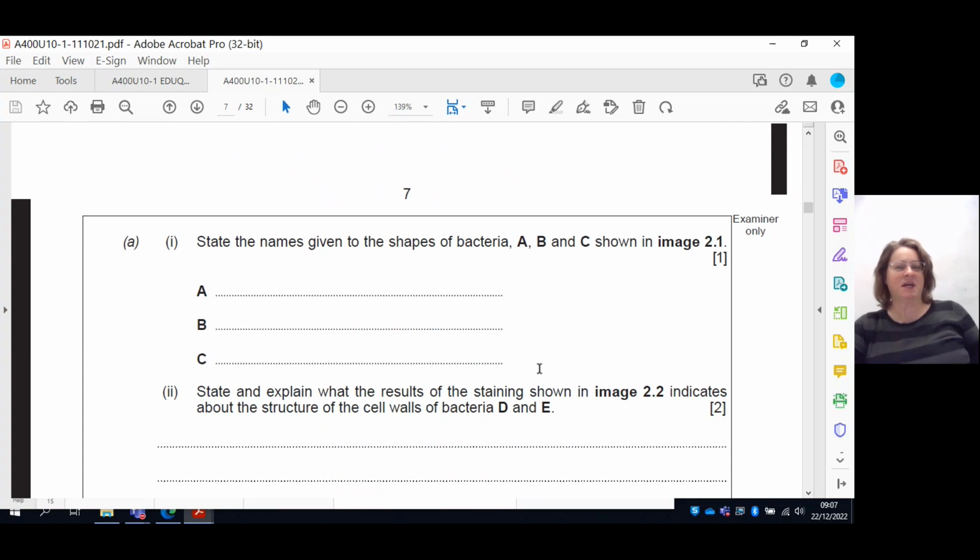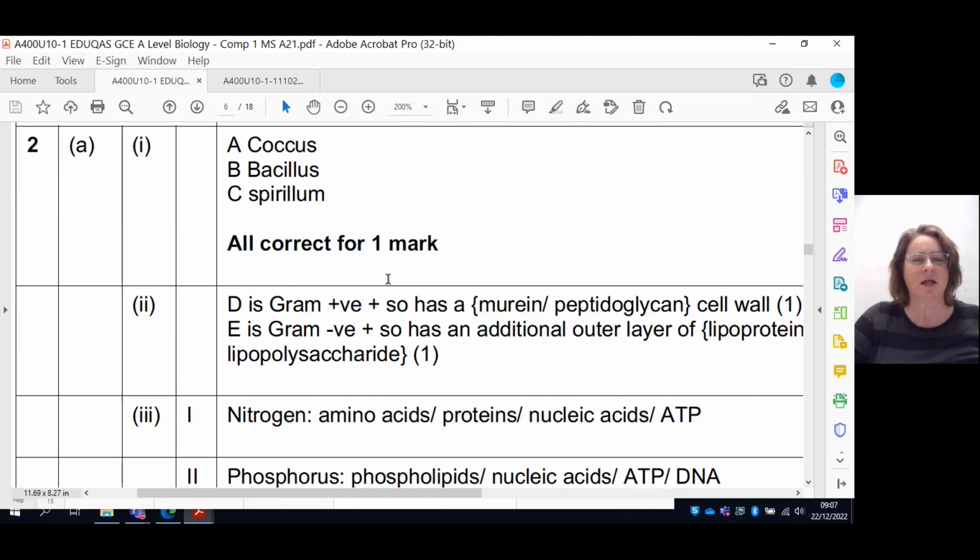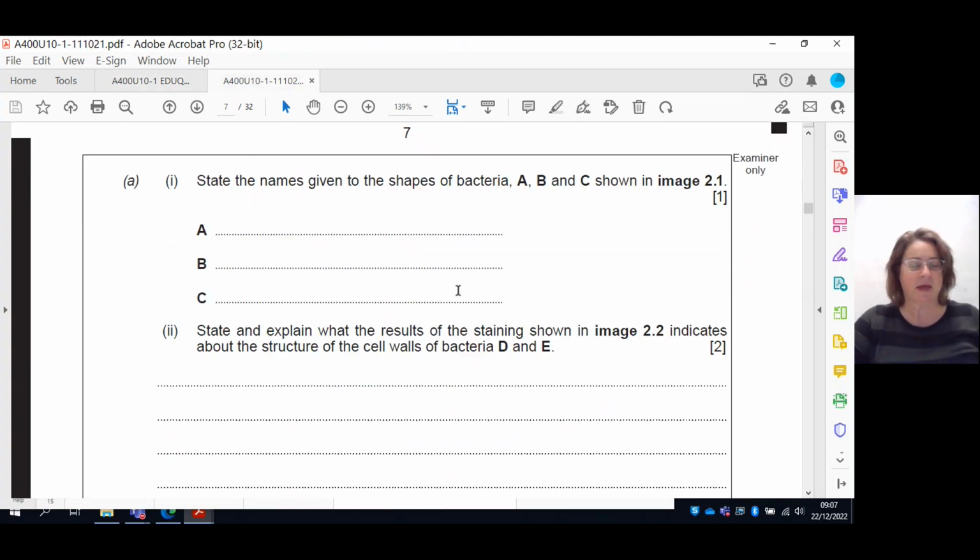So first question here, state the names given to the shapes of bacteria. You need to have the official names. I can't have spherical and pill shaped. I cannot have those, I'm afraid. So I need the coccus, bacillus, and spirillum. With the spirillum, I have been a little bit lenient because spirale is kind of fine as well. So just use the official words that go with the labeling of those.